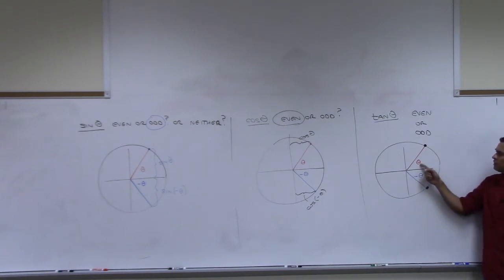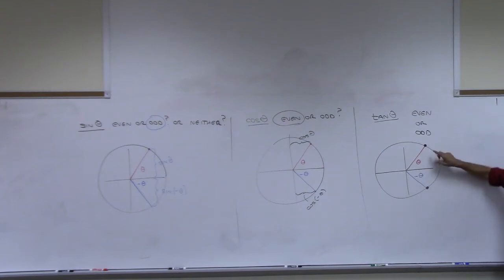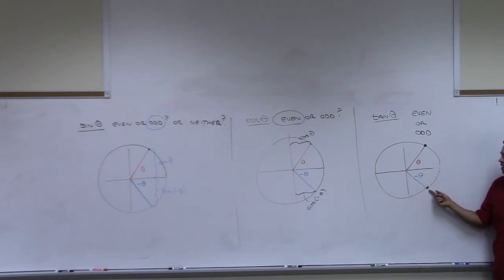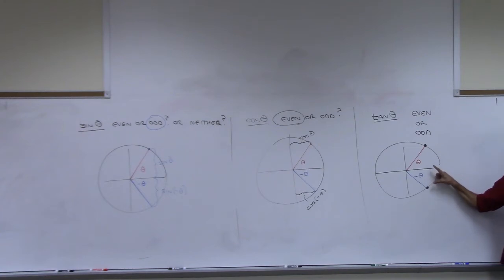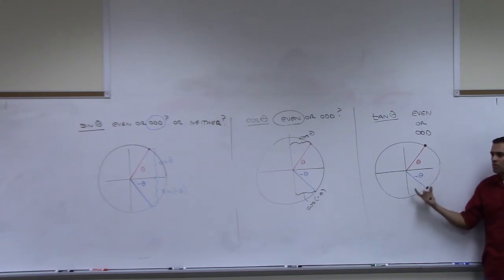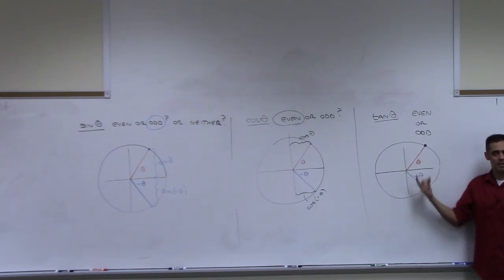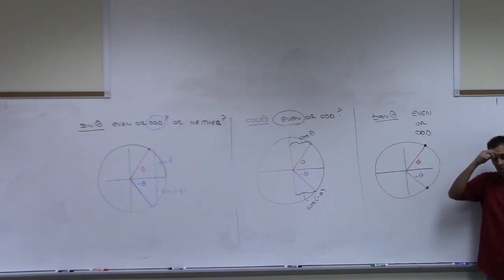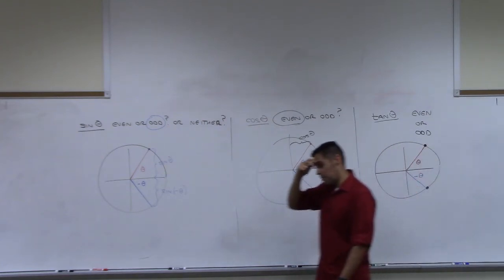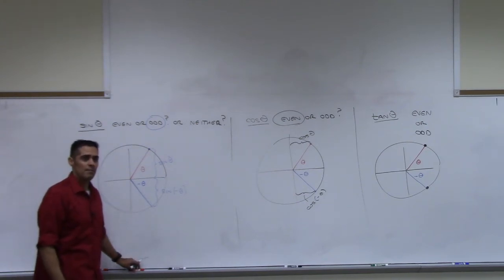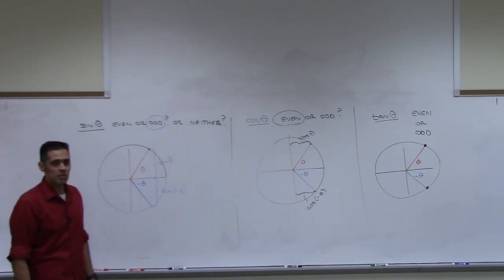By definition, tangent of theta is the y-coordinate divided by the x-coordinate, right? The y-coordinate in this case is this, and the x-coordinate is this. That's going to give me some answer. Down here, the y-coordinate is now negative instead of positive, and the x-coordinate is the same as the one up here. So how are these going to be related to one another? Will they give you the exact same answer? No, they're going to be off by a sign, which means it's what type of function? Odd.